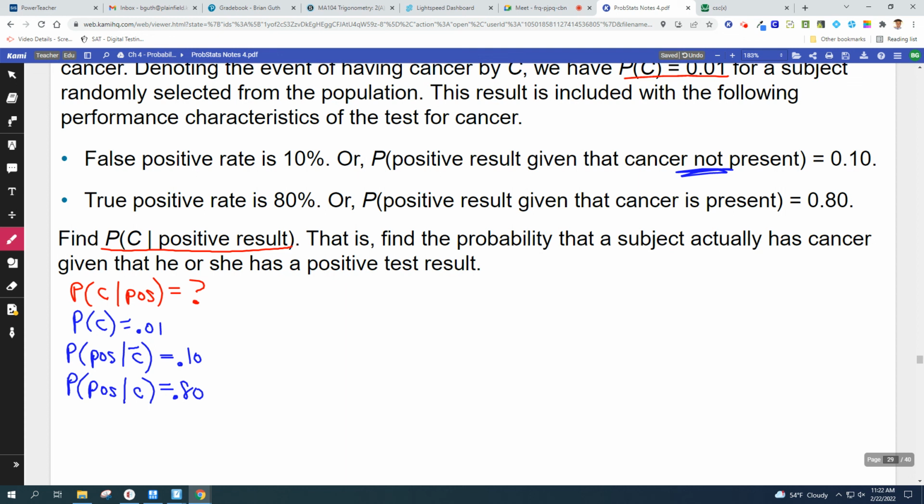Now, to me, once I write that down, I pretty much ignore the paragraph. I'm not looking at all the words. I'm just looking at what I wrote down. And it is a huge indicator to me that we're asking for C given positive, but they give me positive given C. When they give me the reversed conditional, I'm expecting this to be a Bayes problem. Okay? I'm expecting this to be a Bayes problem. So, we're finding probability of cancer given positive.